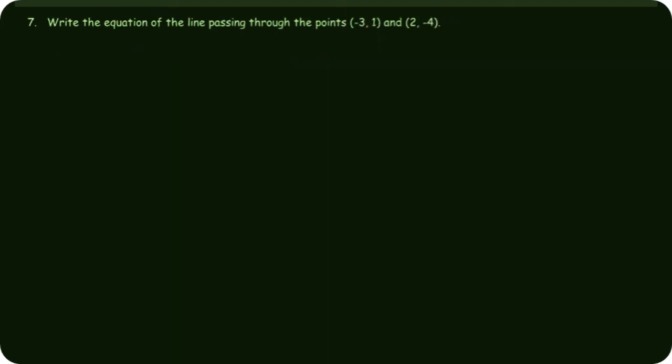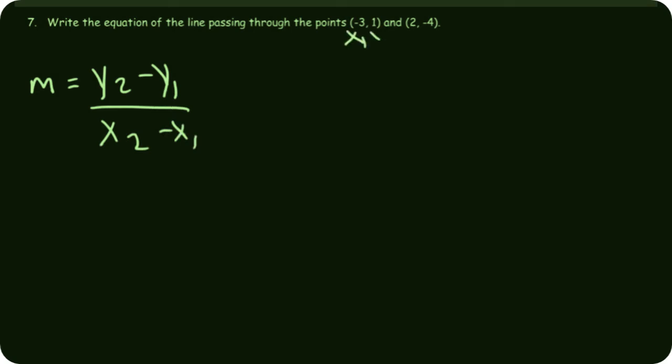Number 7, write the equation of the line passing through the points (-3, 1) and (2, -4). Now we can't use the point-slope formula yet because we don't have the slope. So we need to calculate the slope first. So it is y2 minus y1 divided by x2 minus x1.